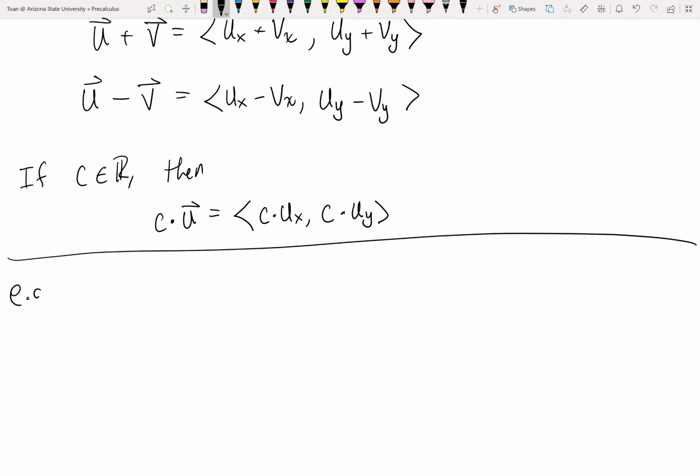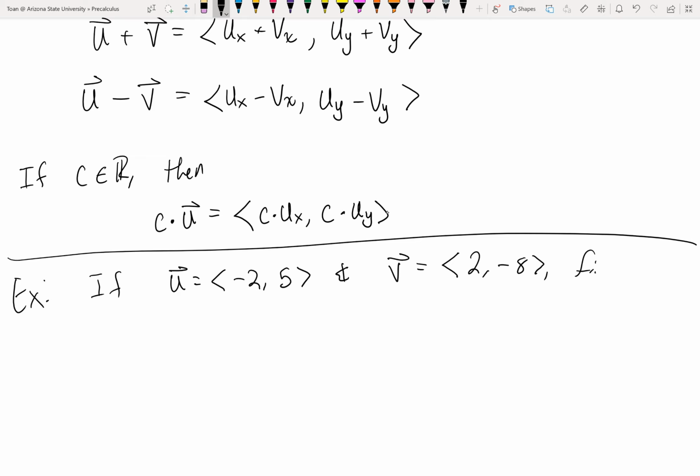So for example, let's just do some quick examples here. So let's say I tell you that, for example, so these might be the things you'll see in your practice. If vector U is, say, -2, 5, and vector V is, say, 2, -8, find, you know, U plus V.